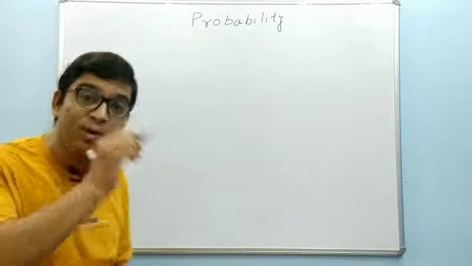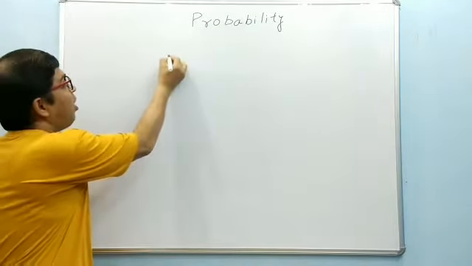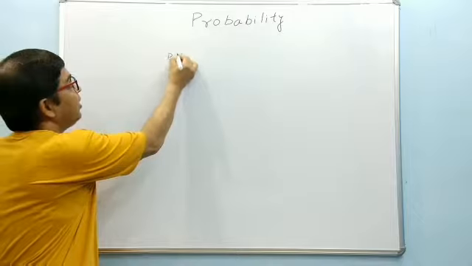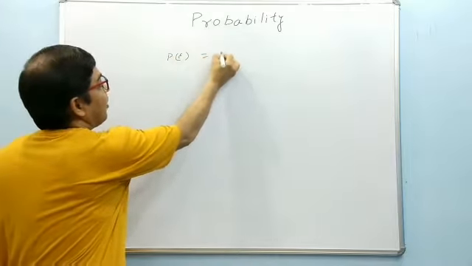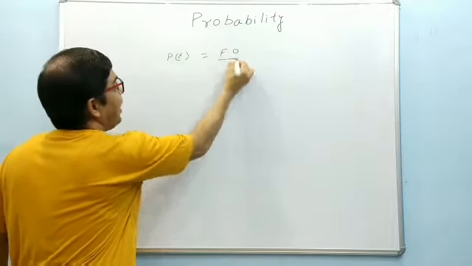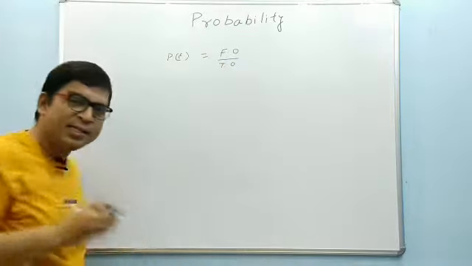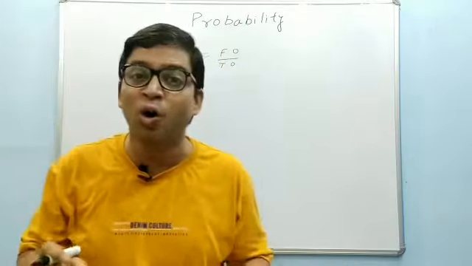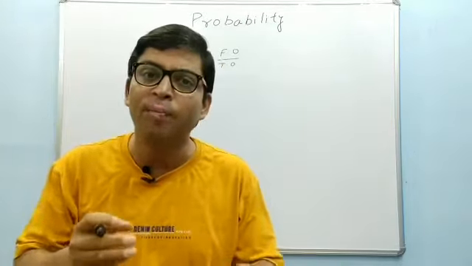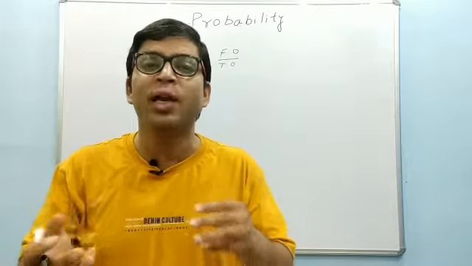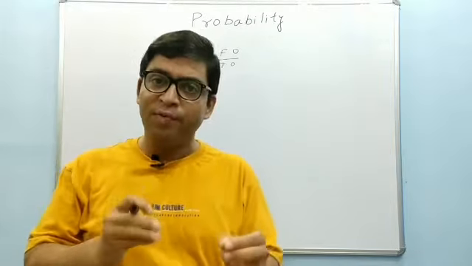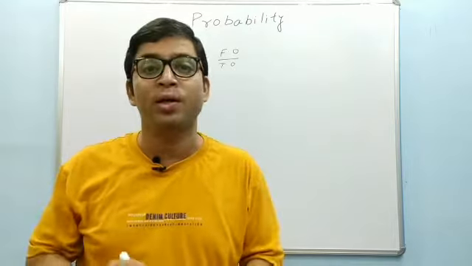And that concept is: probability of any event is favorable outcome by total outcome. That is the basic definition and the only definition. Total outcome is what in total can be, and favorable outcome is what we want.